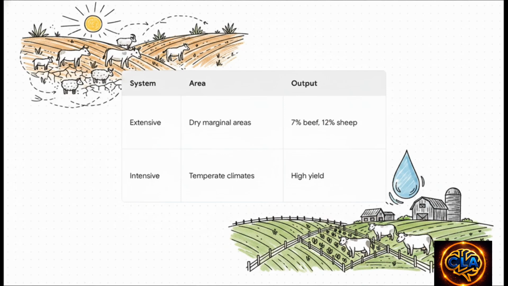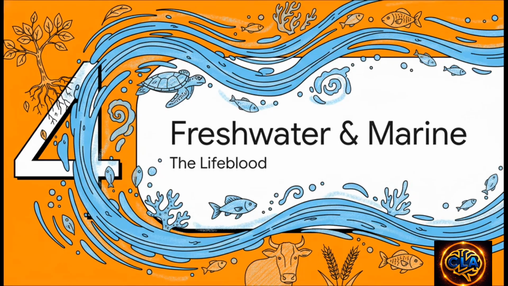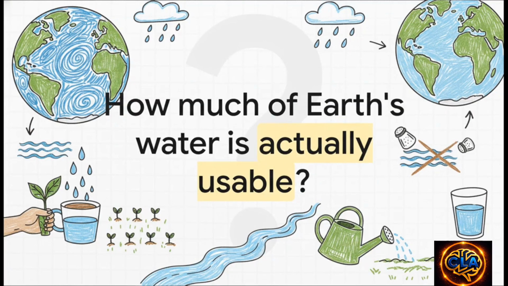Contrast that with intensive grazing in temperate climates. Sure, it generates much higher yields, but it comes with a significantly heavier ecological footprint. Section 4, Freshwater and Marine Resources, the lifeblood. So none of the forests, crops, or livestock we've talked about can survive without this final resource.